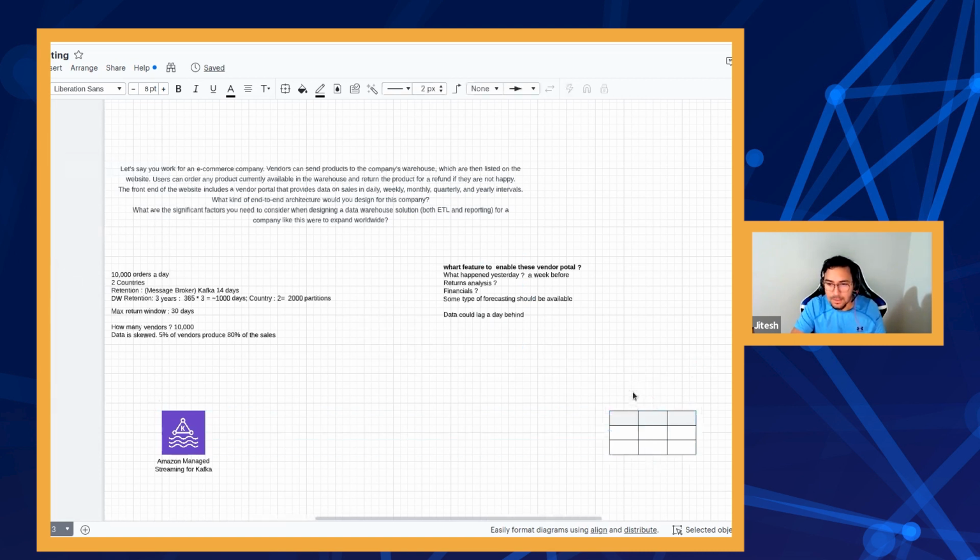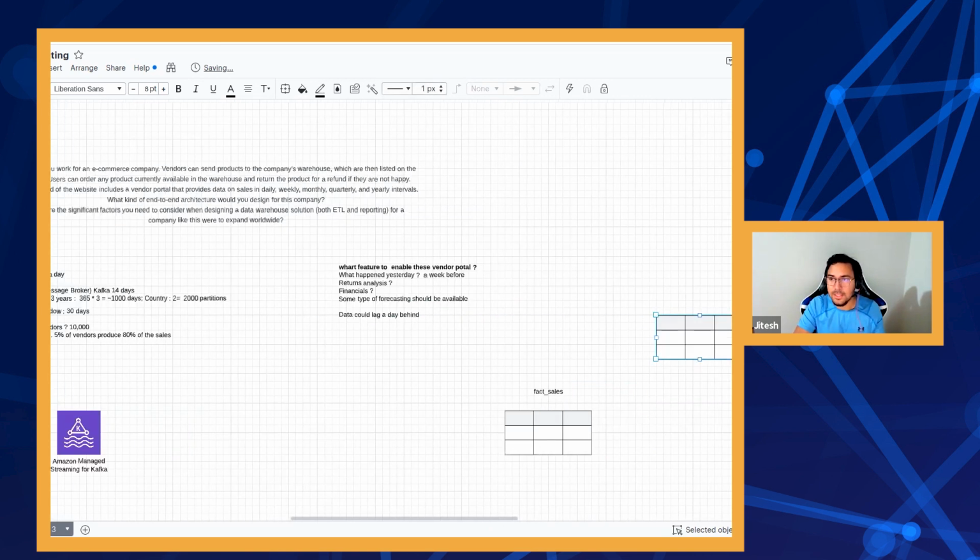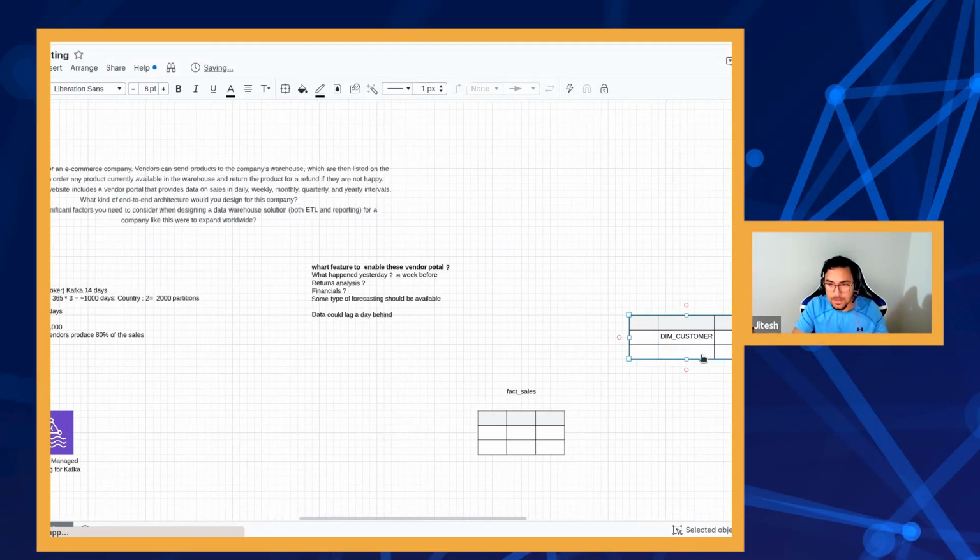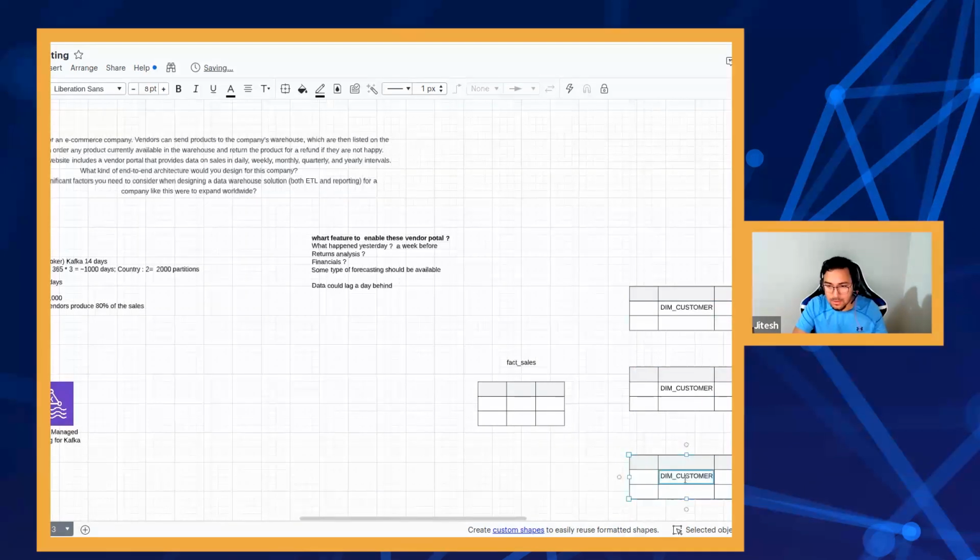So let's say we have a fact table, and let's call it fact_sales. Then I see vendor, I see customer or user here, and then obviously they order products. Clearly, we have three dimension tables. Everything is going to connect to a fact table. So let's say this is dim_customer. Then we're going to have a dim_vendor, and then a dim_product. So that's the goal. That's what we are trying to populate.